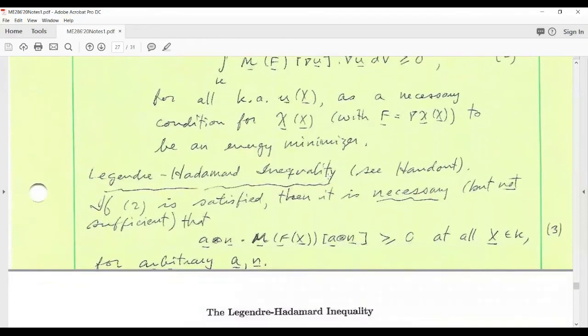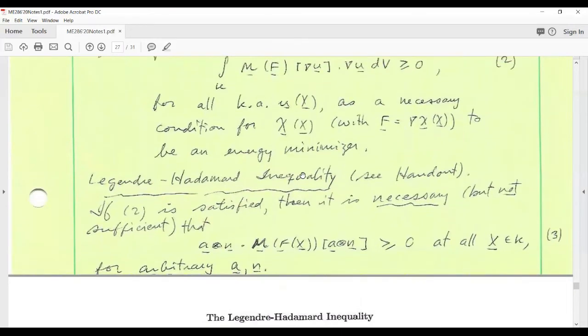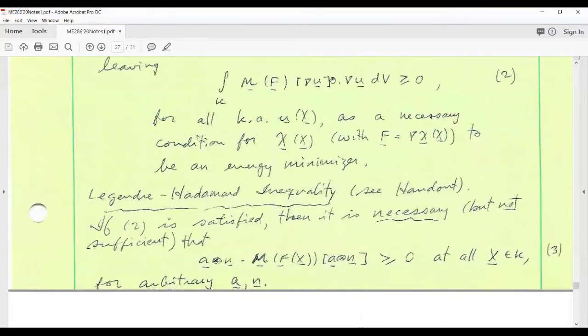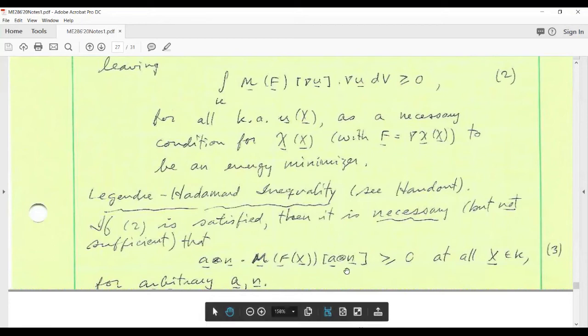an inequality that I refer you to in the handout we'll get to in a moment in your notes, called the Legendre-Hadamard inequality, which goes back sometime in the history of the calculus of variations. And it turns out, kind of remarkably, that if this inequality, which of course involves an integral over the body, is satisfied for all U of X with the stated properties, then necessarily this local inequality must be satisfied at every point in the material. So this is an inequality in which we replace the gradient of U, a general second order tensor, by a tensor product of two vectors, two arbitrary vectors, I'll call A and N.